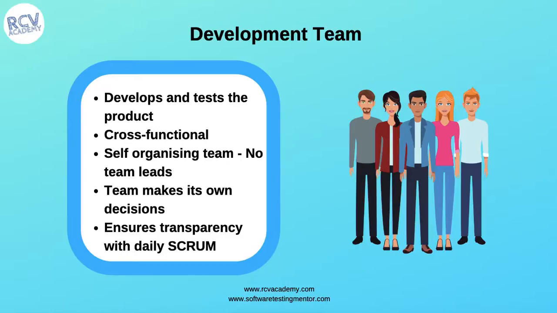The development team is the set of people who develops and tests the product. It's a cross-functional team. It will have business analysts, testers, developers, solution architects, etc. It's a self-organizing team. There is no team lead. So there is no team lead culture in Scrum or Agile development methodology. The team makes its own decisions. So in sprint planning, or when they do the iteration planning, the team makes the decision.